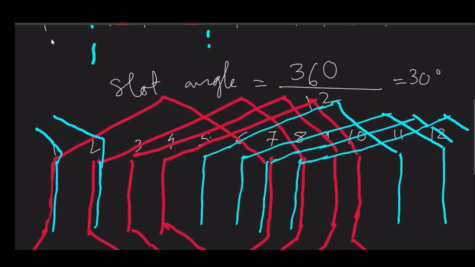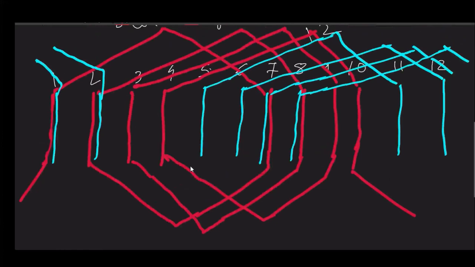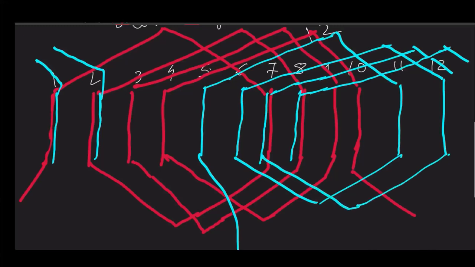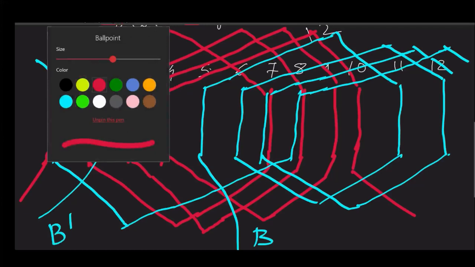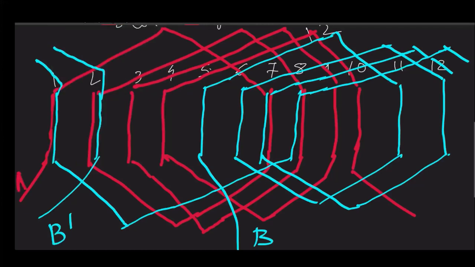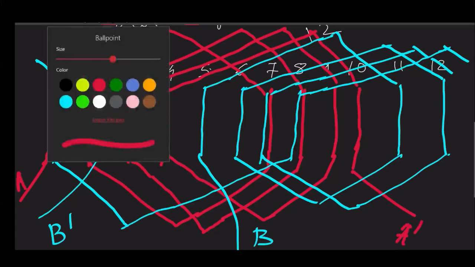Now what about C phase? Similarly, you can connect them in series to form, if this is one end of your B phase, then obviously you can connect them like this. So you have these two ends, say B, B dash, and it was like A, A dash, and now we have to draw C.